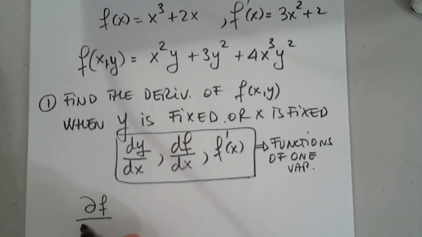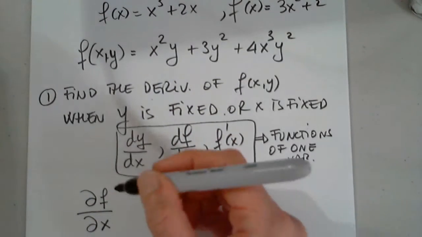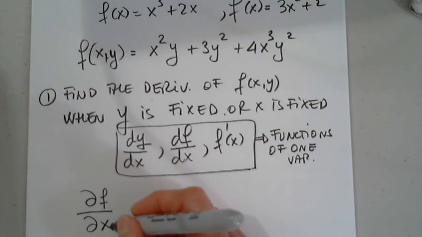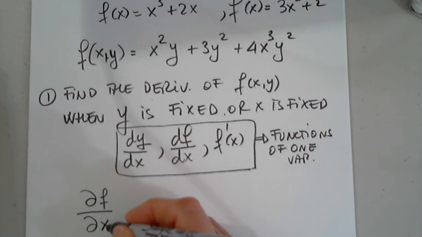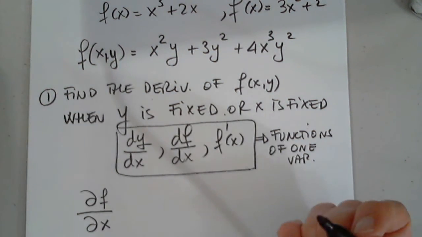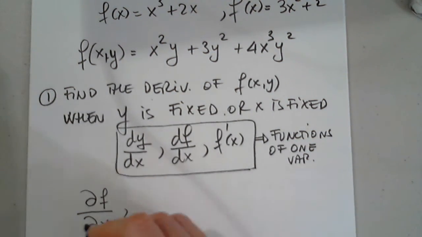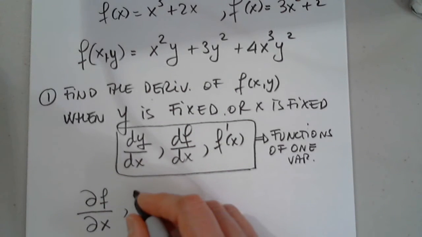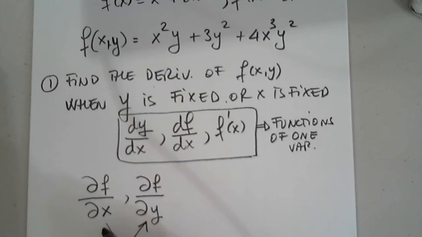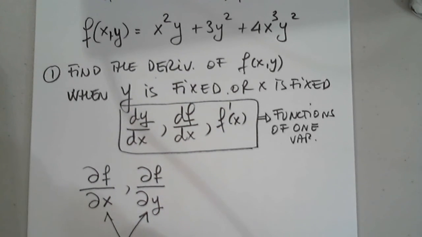Partial df over dx. What does this mean? That the function has more than one variable, not just x. But I will differentiate with respect to x, keeping y fixed, or the rest of the variables fixed. How will I differentiate with respect to y? Partial df over dy. These are called partial derivatives.